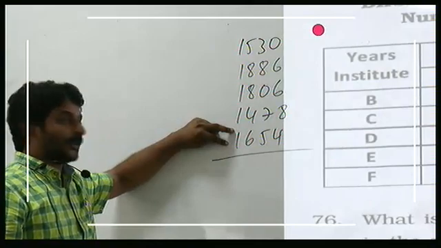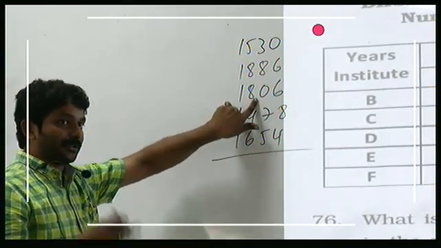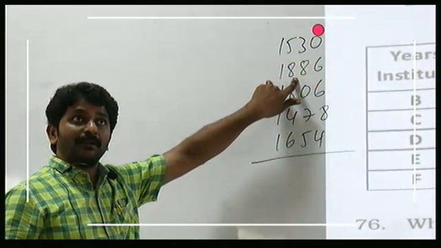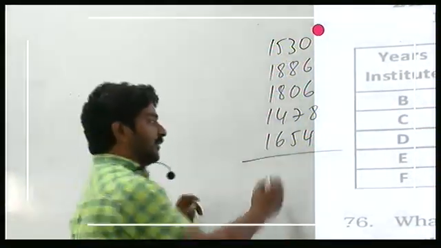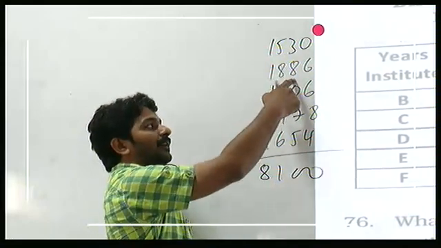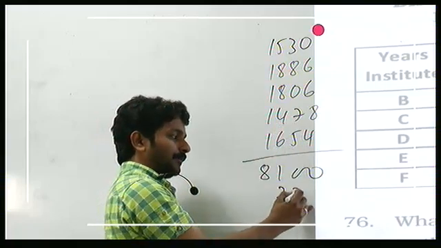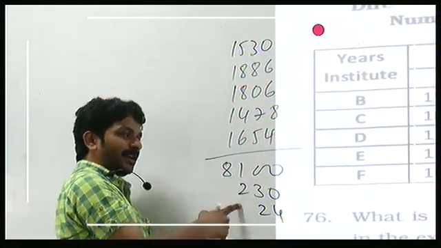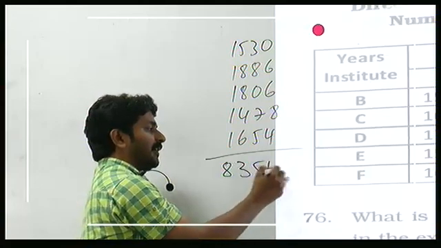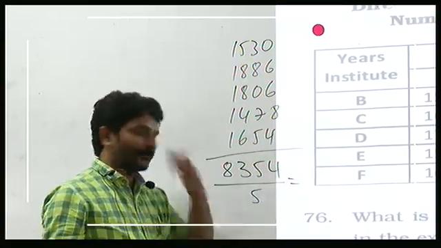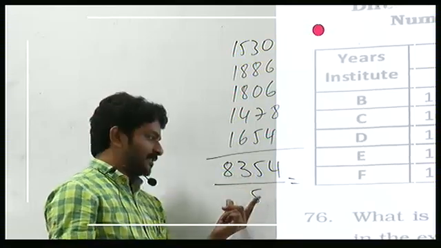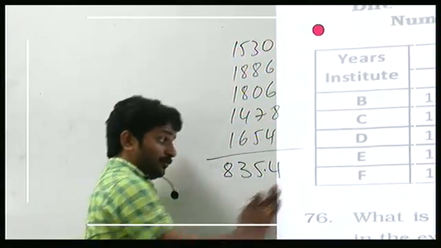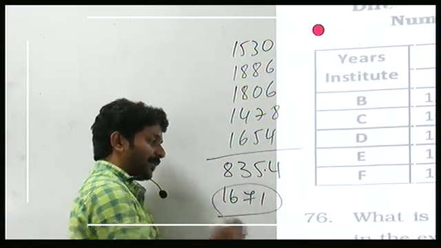14 plus 16, 30, 3000. 3000 plus 1800, 4800. 4800 plus 1800, 6600 plus 15, 8100. 30, 80, 110, 180, 230. 6, 12, 20, 24. So total 8354. 8354 divided by 5. Divided by 10 into 2. Instead of dividing the number by 5, you divide the number by 10 and take 2 times of this. 1671 approximate.